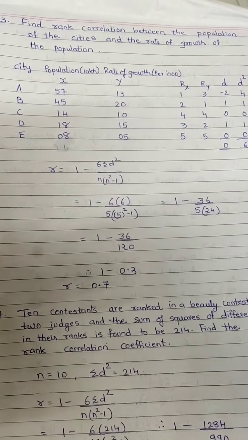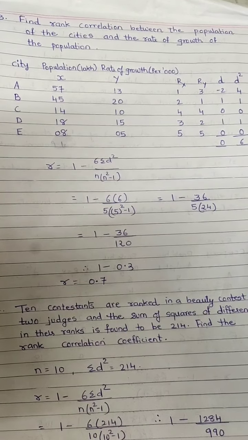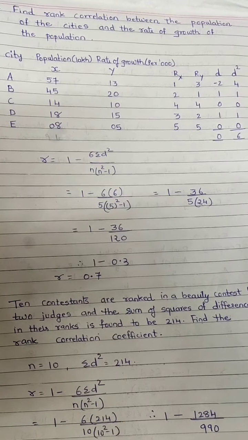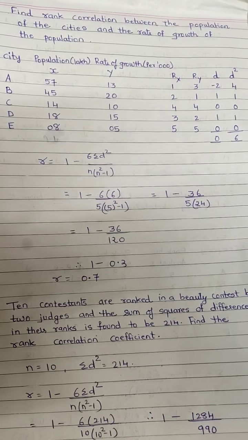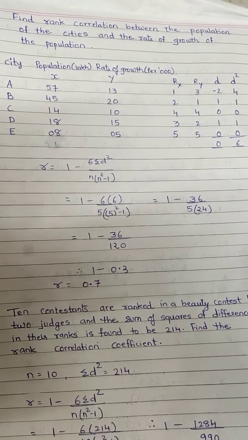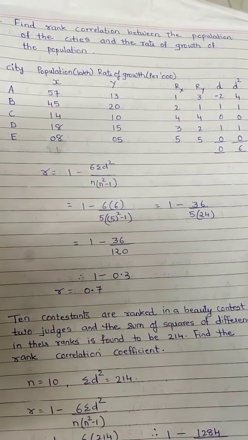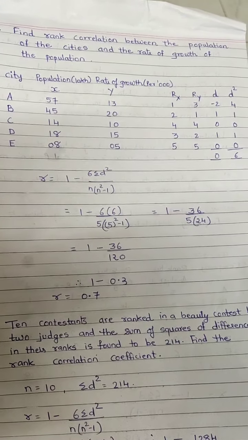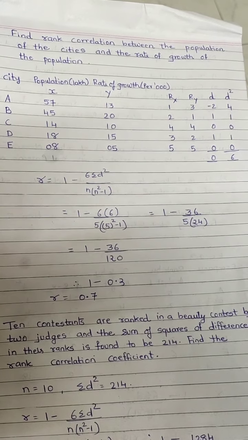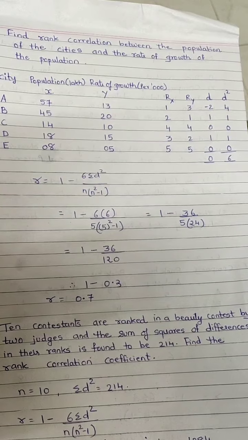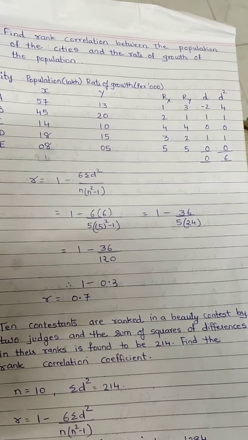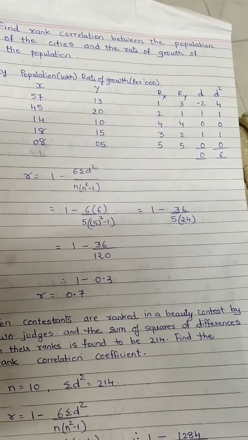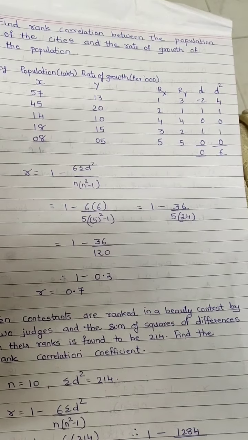Same exercise 2.3, sum number 3. Now here the values of variables x and y are given and we have to give the ranks. Find rank correlation between the population of cities and the rate of growth of the population. City A, B, C, D, E. Population given in lakhs, that we are taking as variable x: 57, 45, 14, 18, 8. Rate of growth per thousand, that is taken as variable y: 13, 20, 10, 15, 5.